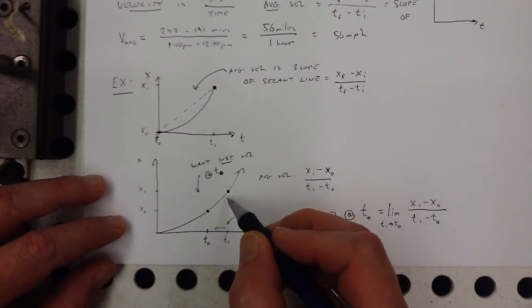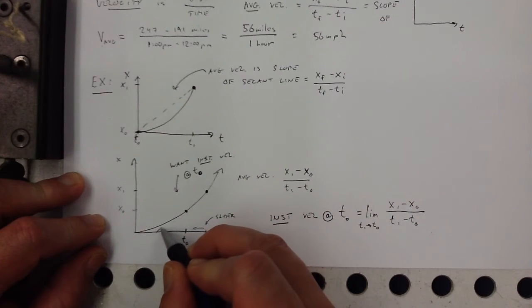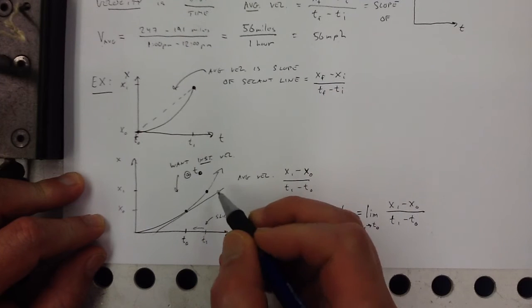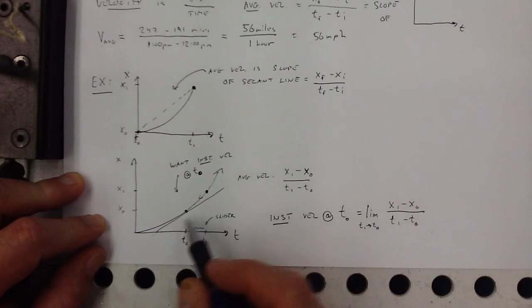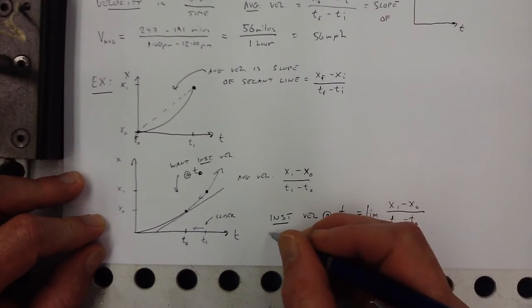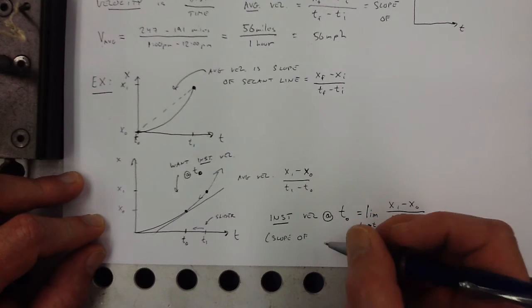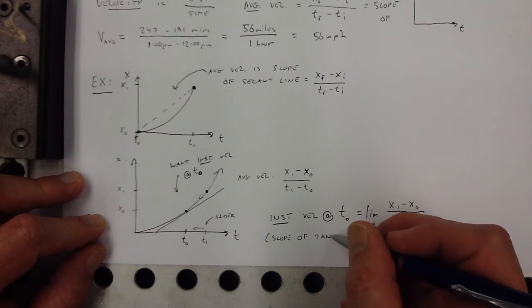And what happens is it gets closer and closer and closer. We get closer and closer to having the slope of the tangent line. So instantaneous velocity is the slope of the tangent line.